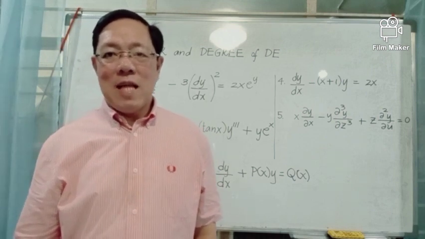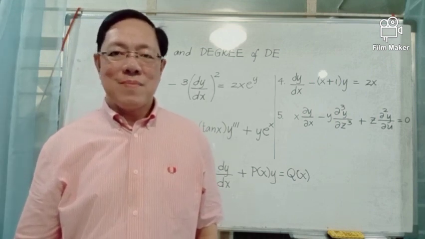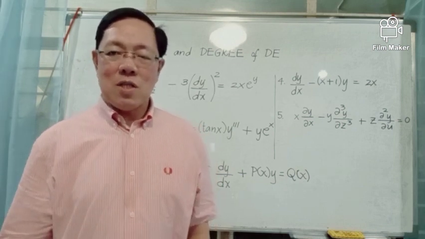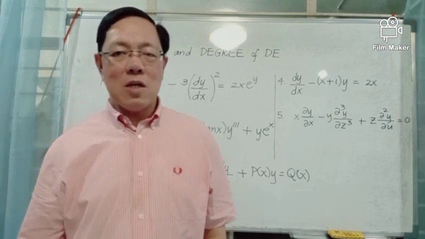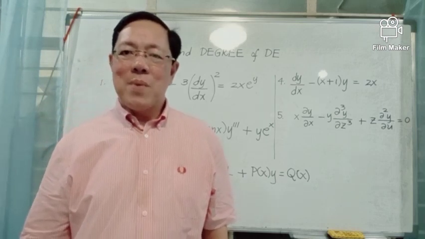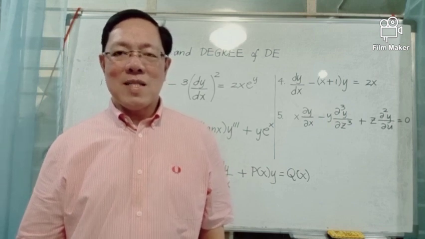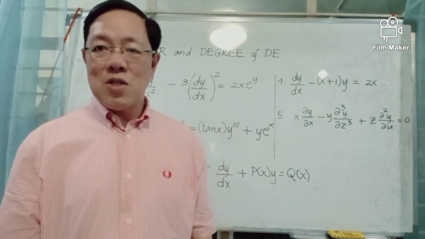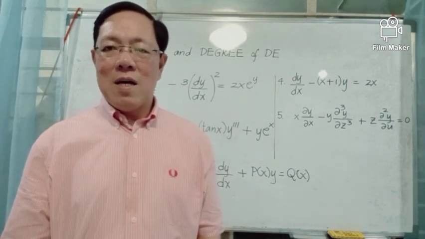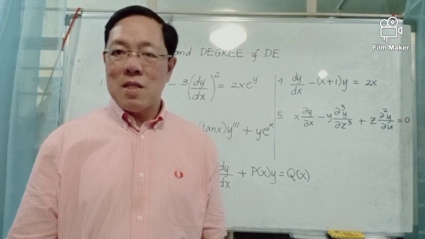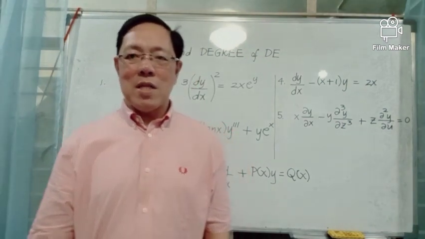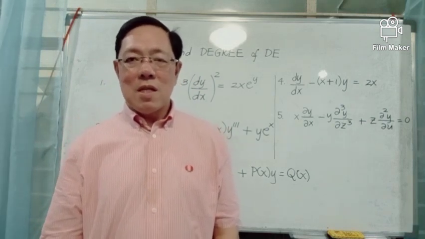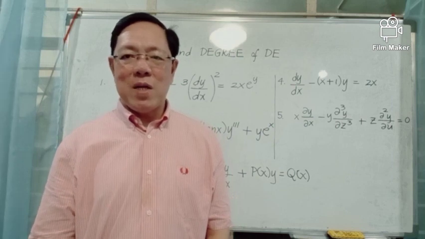Last lesson we took up the meaning of differential equations, and we classified differential equations as ordinary differential equation and partial differential equation. We said that a differential equation is an equation that contains a function and its derivatives. An ordinary differential equation is a differential equation that contains ordinary derivatives, which happens when the given function is a function of only one independent variable.